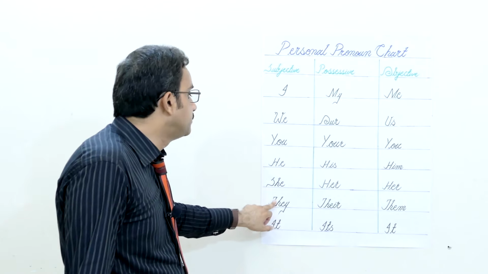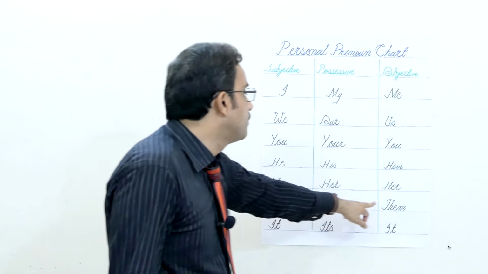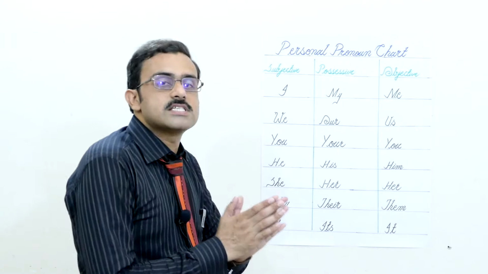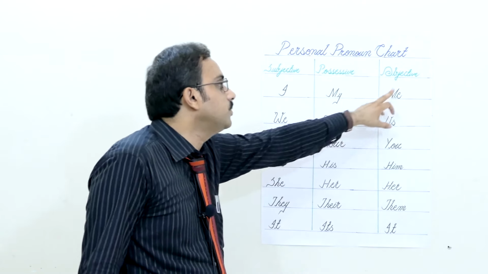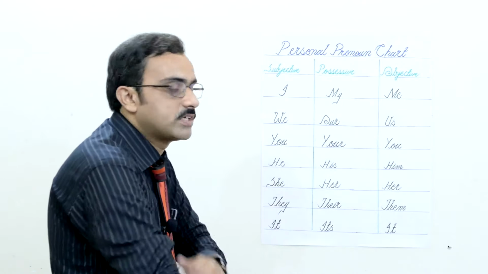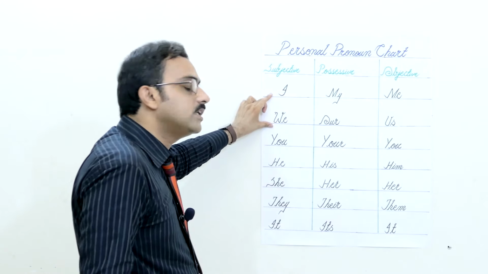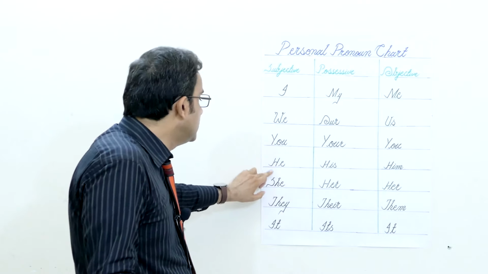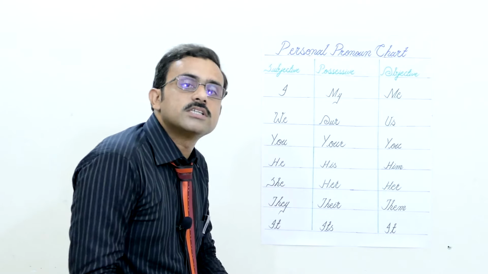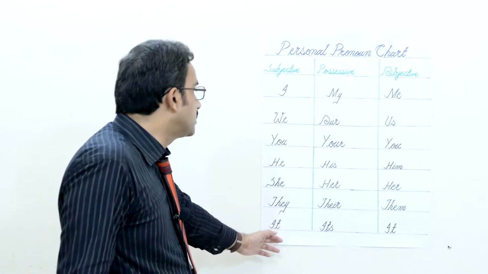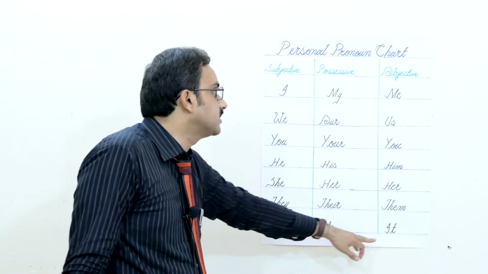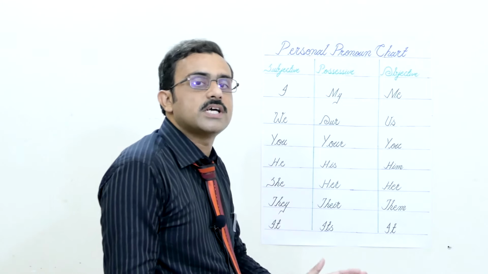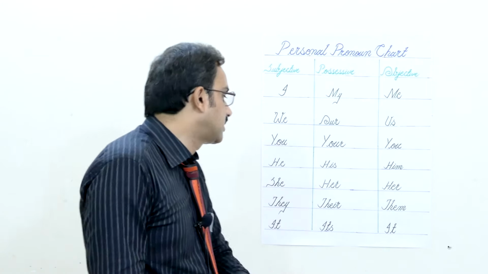They, subjective case, changes into them, objective case. This means the subjective cases of first person change into third person objective cases. So I and we are first person pronouns, you is the second person pronoun, and he, she, they and it are third person pronouns. So it, subjective case, changes into it, objective case. You and it have the same subjective cases and the same objective cases.